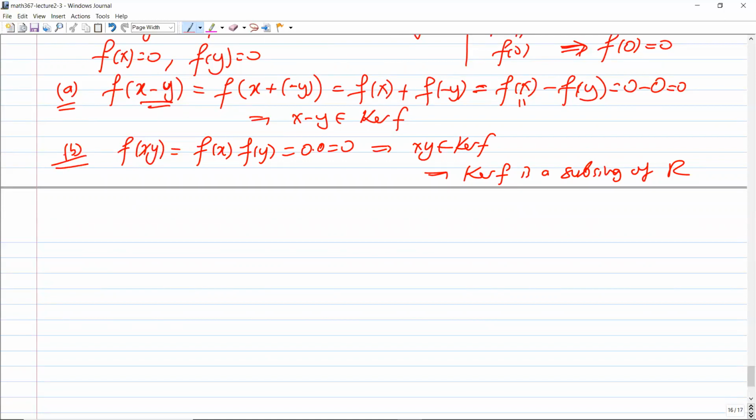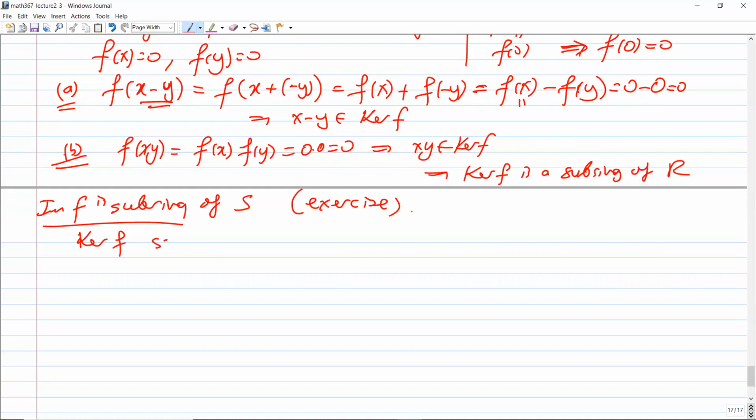It's a subring. I will leave it as an exercise to show that the image of f is a subring of S. I urge you to do that. So this kernel of f satisfies one more property.